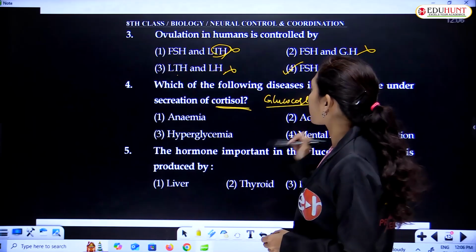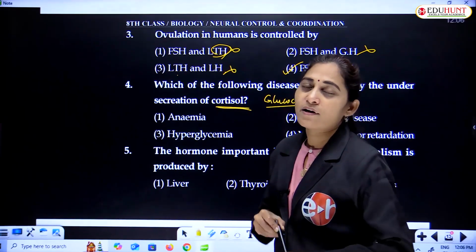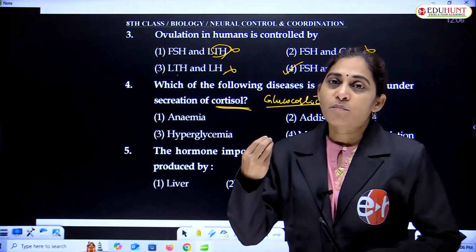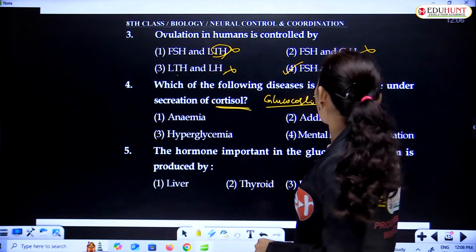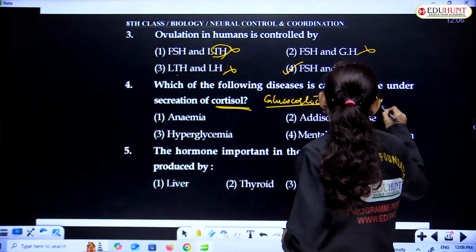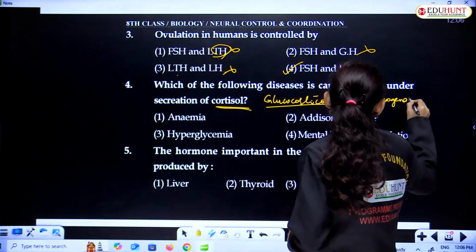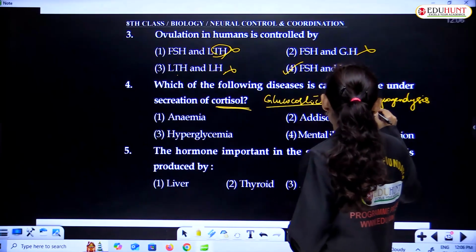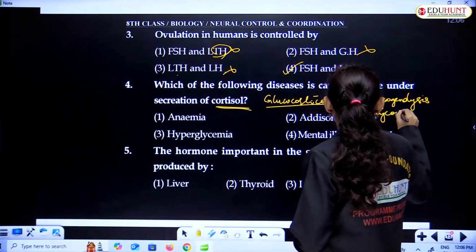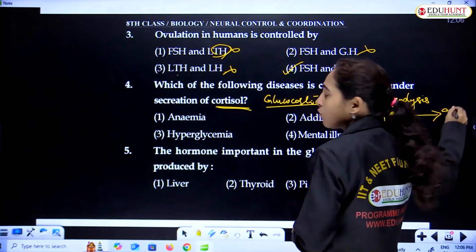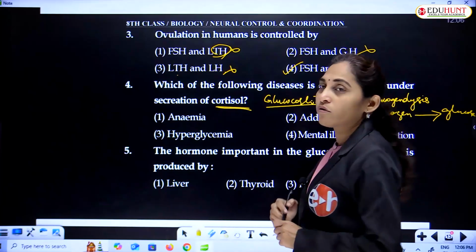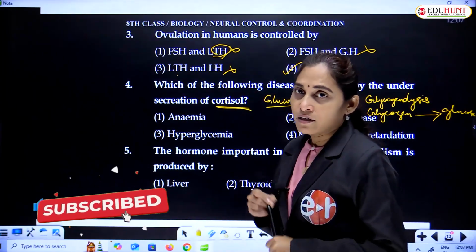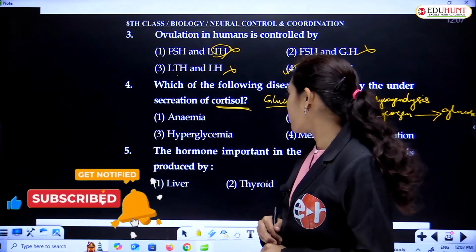So these glucocorticoids have the function of increasing the blood sugar level. They cause glycogenolysis. Glycogenolysis is nothing but breakdown of glycogen into glucose, formation of glucose and a rise in the concentration or amount of glucose in the blood.